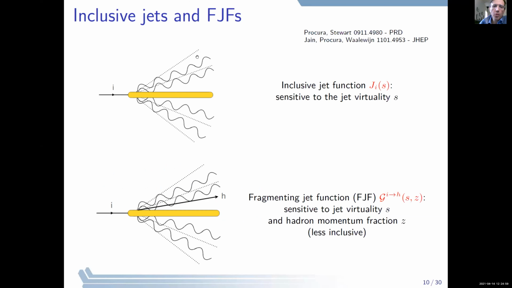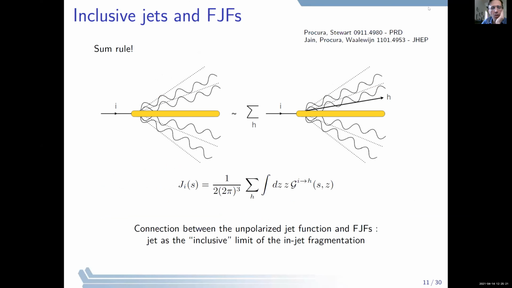Now, if we dare to look inside the jet and look at the hadron, we've got these fragmenting jet functions in which we also measure, for example, the momentum fraction of this hadron. And so we have a sort of a decomposition of the jet in that sense. These two things are connected to each other, you can very well imagine, but formally it's not all that naive or simple to show that the inclusive jet function is related to the sum over all possible hadron production mechanisms, over all produced hadrons, of the fragmenting jet function. And more precisely, you have a sum rule that takes the form that you can see here, where J is the sum over H, the integral over Z of this fragmenting jet function G. And so the inclusive jet is the inclusive limit of in-jet fragmentation.